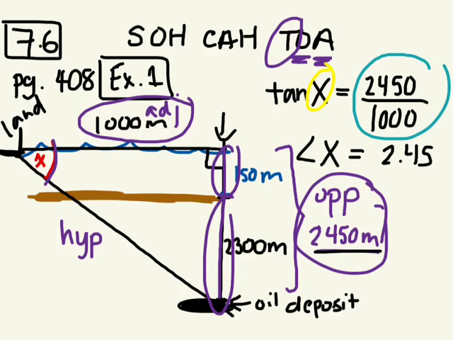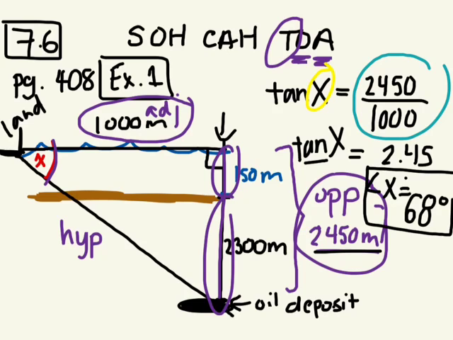2.45. That's tan x. Right? Tan x equals 2.45. We need to find the angle, so we use the inverse. Second or shift. So angle x is equal to what, approximately? When we punch in shift tan, 2.45, we get 68 degrees. Therefore, the angle at which it needs to be, what was the question? The angle is 68 degrees.